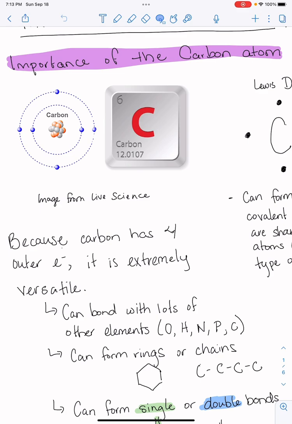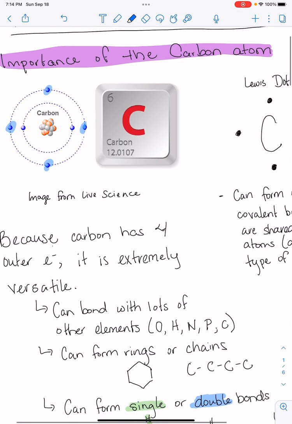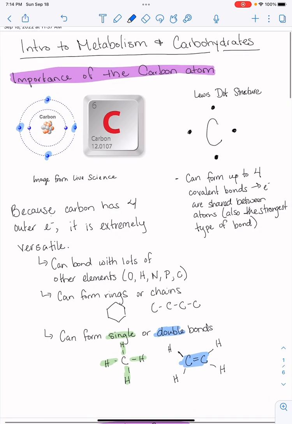But if you look at the carbon atom, you can see that there are 4 valence electrons. And because there are 4 valence electrons, carbon is an extremely versatile element. And you can see here with the Lewis dot structure, same thing. We have 4 valence electrons, which means that carbon can form up to 4 different covalent bonds. That's what I've written right here.